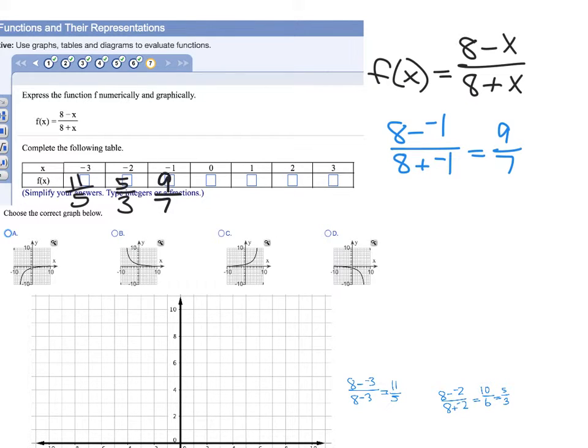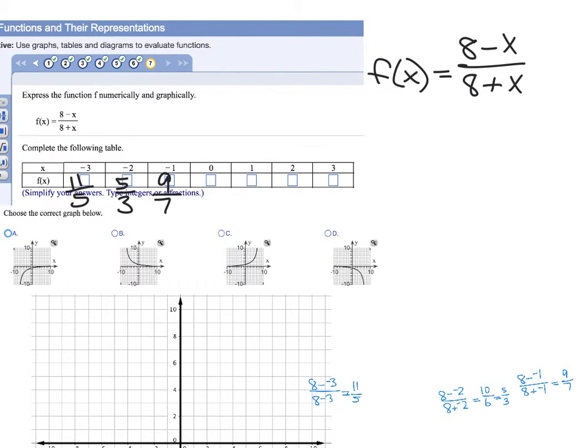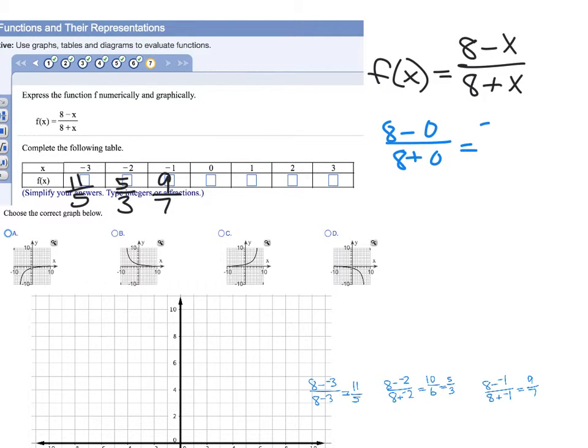Did I do that right? Yeah, that's right. And so this, we don't need it anymore, so we're going to shrink it out of the way. And you can see we're just kind of trudging away. So now we've got 0. All right, so what do we get? We get 8 minus 0 over 8 plus 0 equals 8 over 8, which equals 1. So there's our answer. So it goes right there.